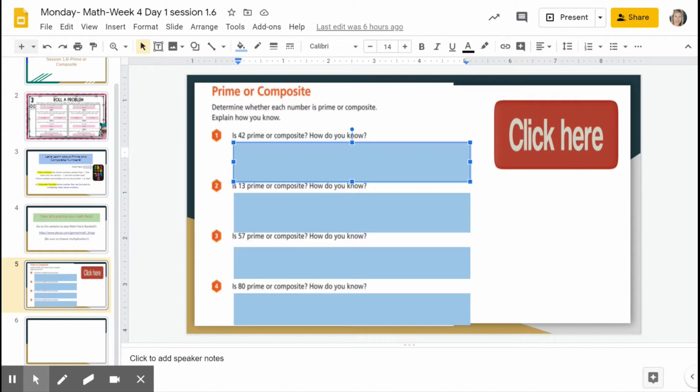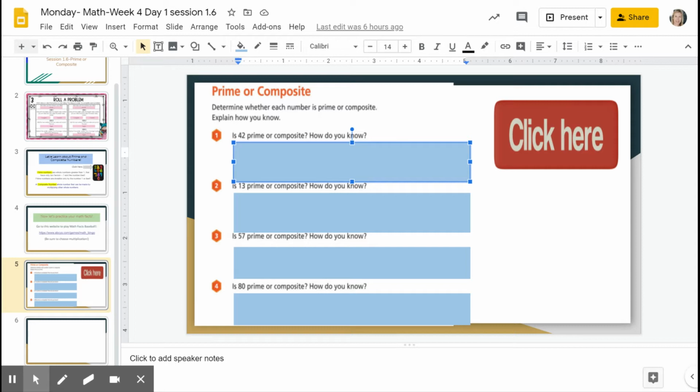Now, I don't have to go through all of the factors of a number to find out if it's prime or composite. I just need to know if there is another factor pair other than 1 and the number I'm trying to find. And if there is, it's automatically composite. So like for number 1, it says, is 42 prime or composite?